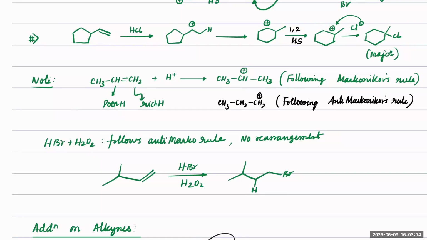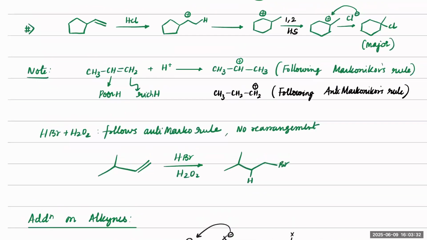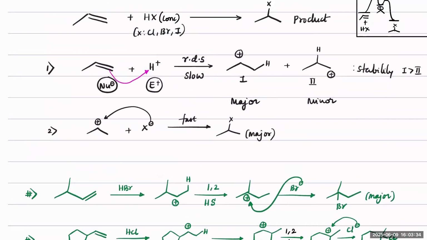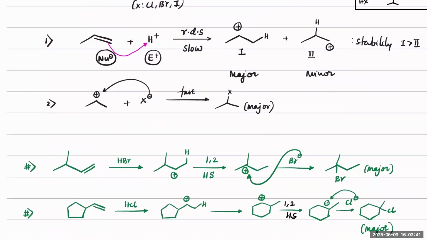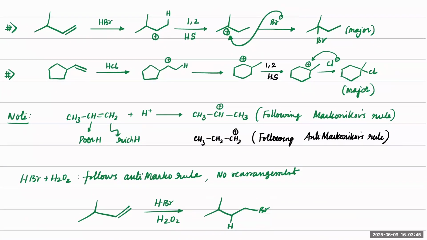Clear, beta? So Markovnikov's rule is about adding hydrogen on the hydrogen-rich carbon, and pushing positive charge on the hydrogen-deficient carbon. And you may have noticed in all these examples, whatever I have done, it is all following Markovnikov's rule. May I clear it up? Yes, sir. Next.